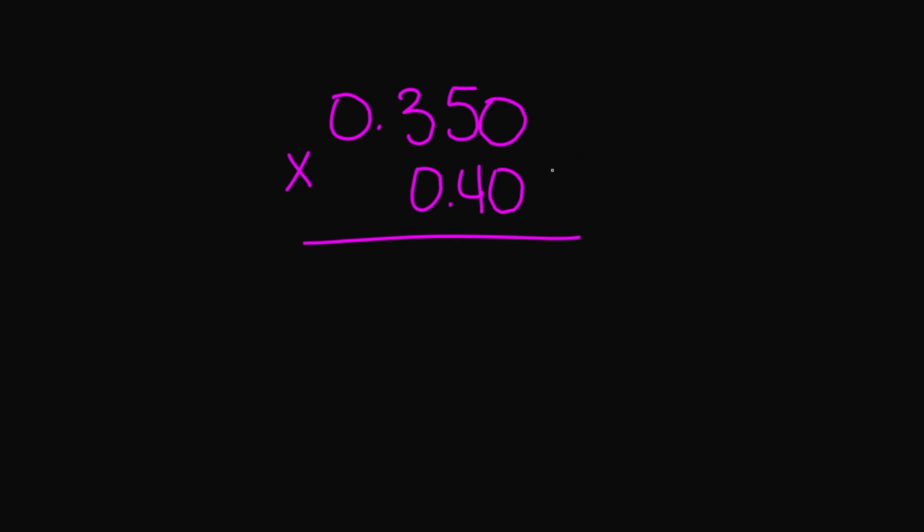So let's try 0.350 times 0.40. So 0 times 0 is 0, 0 times 5, 0, 0 times 3, 0, 0 times 0 is 0. I'm going to add my placeholder here because now I'm working in the tens place. No longer need the 0 here.